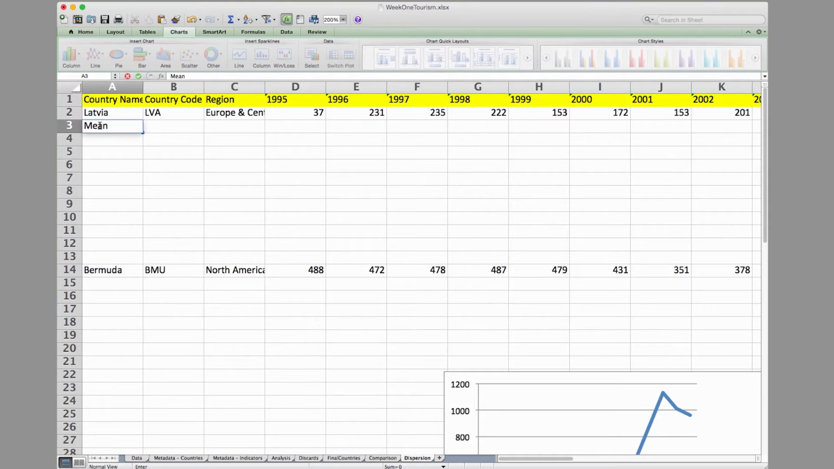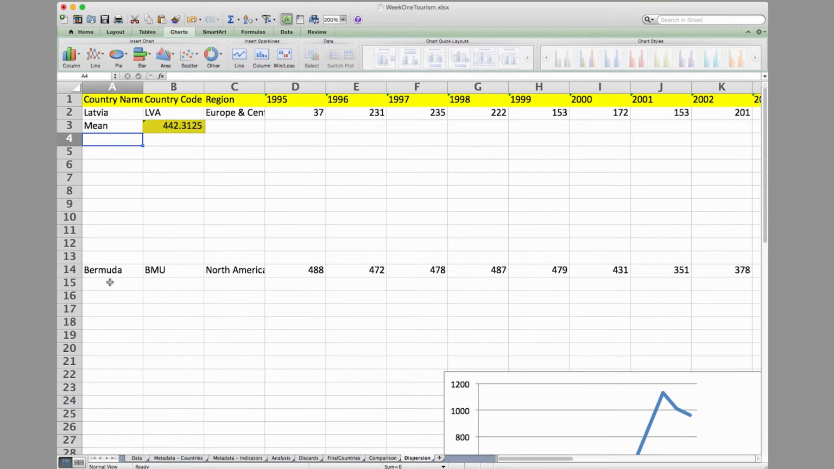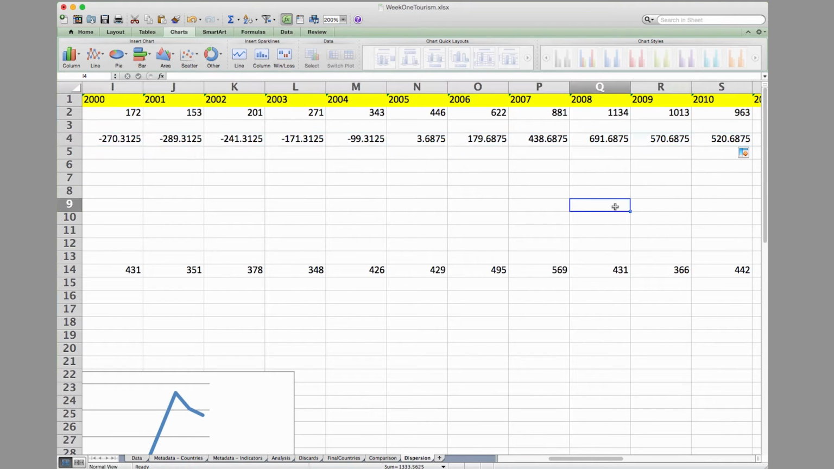So what I'm going to do is to calculate the mean receipts, and it's simply the average of D2 through S2, and I get that as my mean, whereas for Bermuda it's going to be slightly different. Now having done this, I'm going to look at the deviations from the mean. And how will I do this? I'm just going to say my first entry here is the same as the actual minus the mean, and each time, because I'm always looking up this cell over here, I'm going to put a dollar sign in there, and I notice that it's a negative number. This deviation can be negative. And all of those numbers towards the edge become positive.